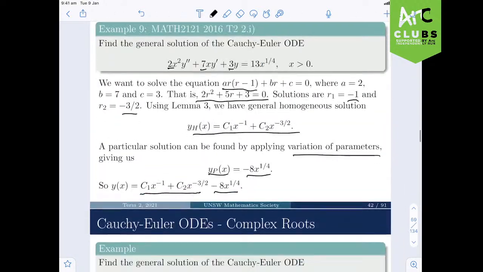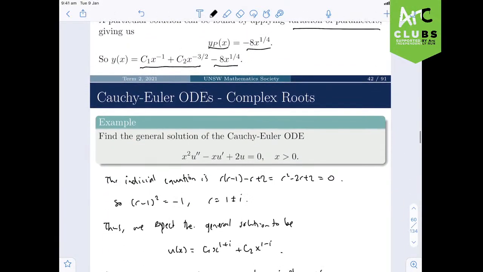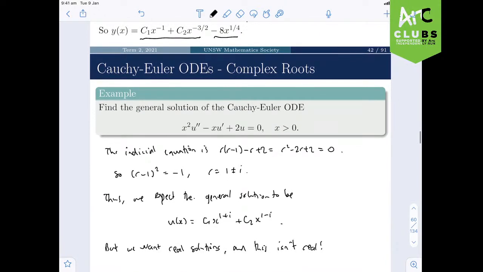But there's a more important example I would like to go through, and it's this one. So, I'll add a new page.